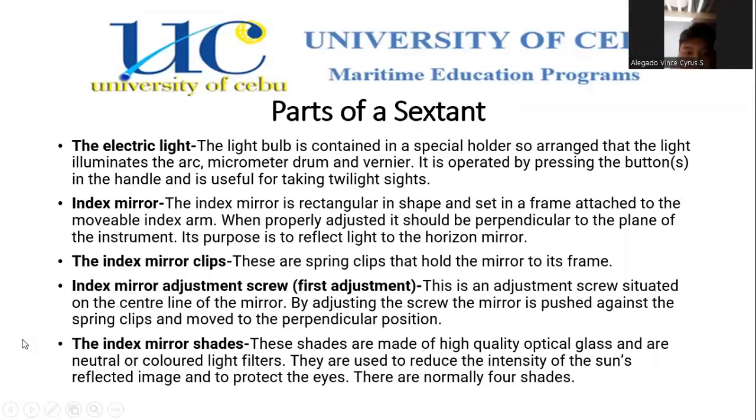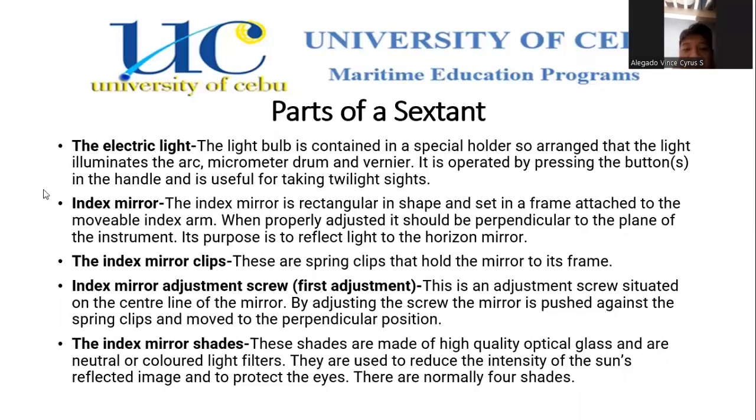Parts of the sextant. The electric light. The light bulb is contained in a special holder, so arranged that the light illuminates the arc. Micrometer drum and vernier. It is operated by pressing the buttons in the handle and is useful for taking twilight sights. Index mirror. The index mirror is rectangular in shape and set in a frame attached to the index arm.